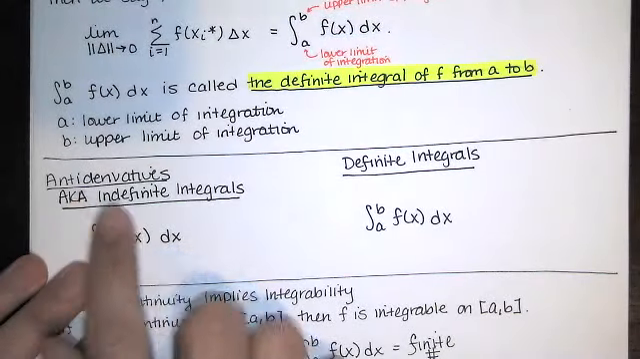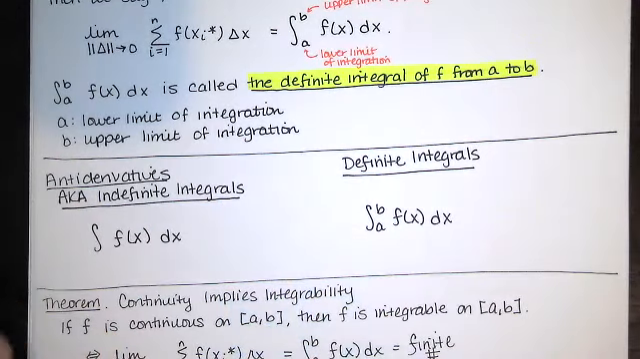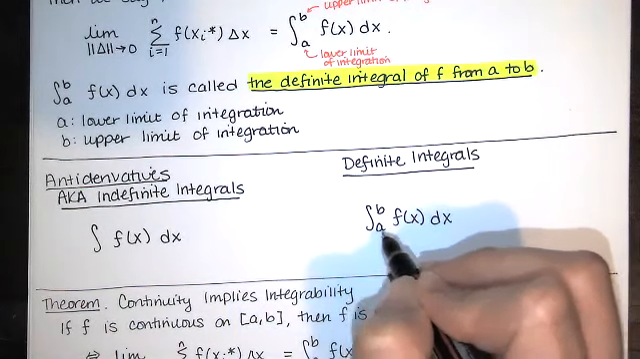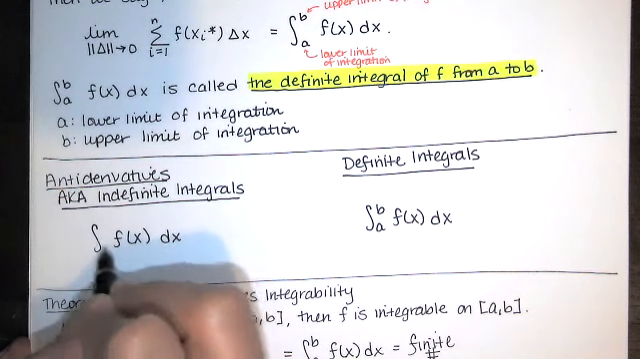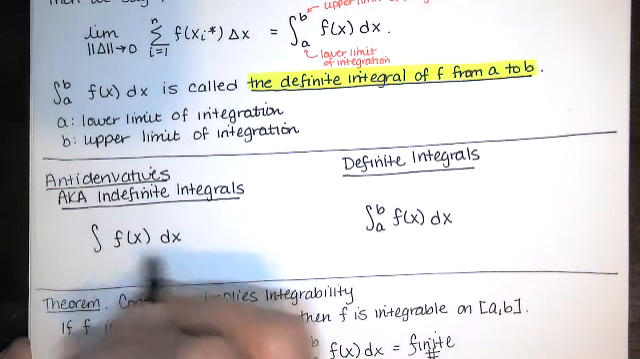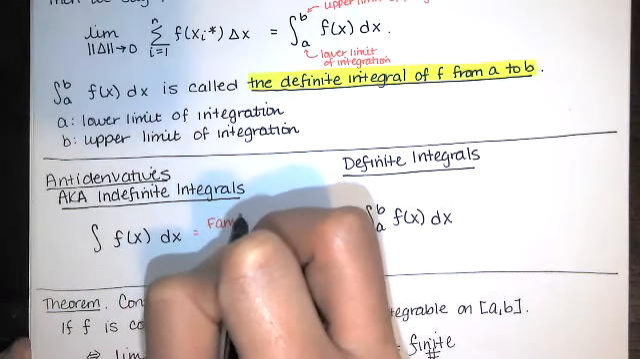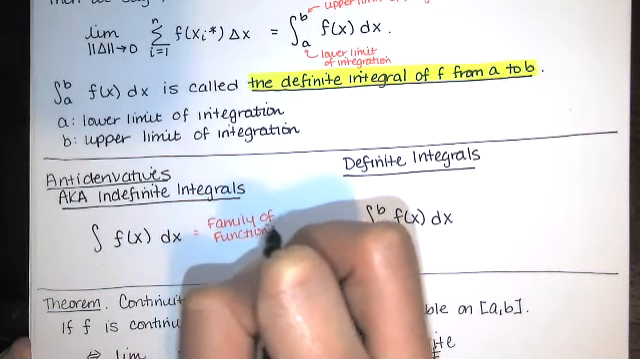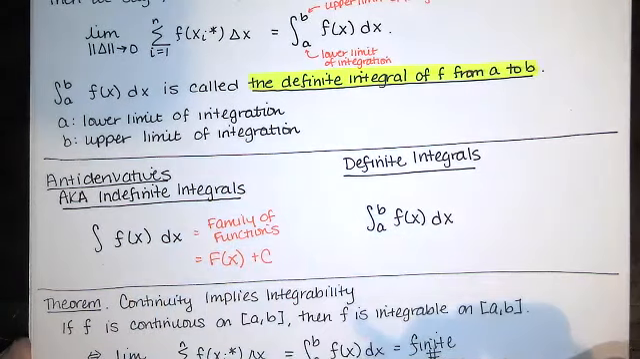Okay, now notice the similarity between antiderivatives. These are sometimes called indefinite integrals and definite integrals, but also notice the difference. Here I've got a number a and I've got a number b. Over here there are no numbers. Here I'm finding a function. Actually, I'm finding a family of functions. And remember what that family tends to look like. We typically use capital F of x plus c.